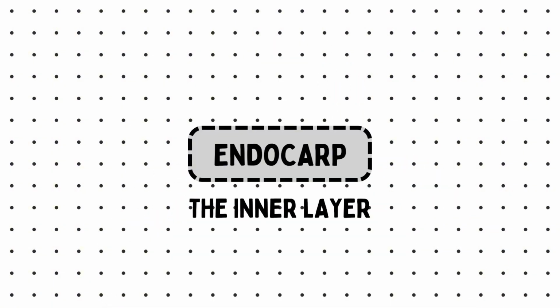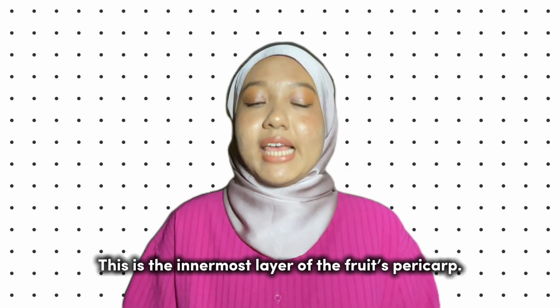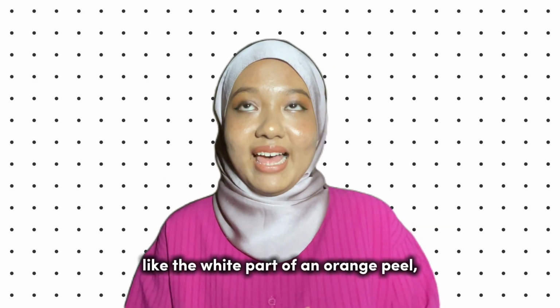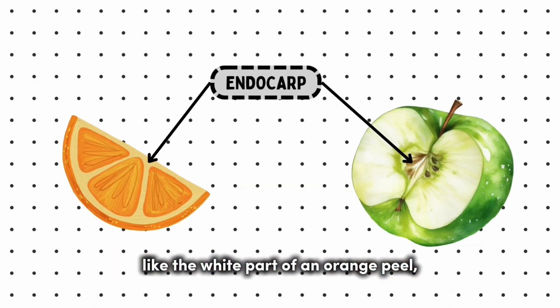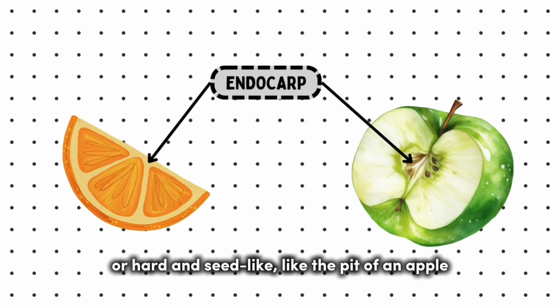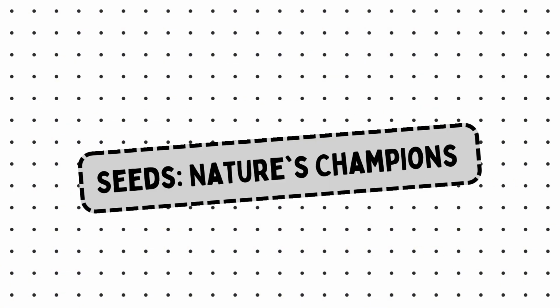Last but not least, endocarp, the inner layer. This is the innermost layer of the fruit's pericarp. It can be thin and membranous like the white part of an orange peel, or hard and stone-like like the pit of a peach.